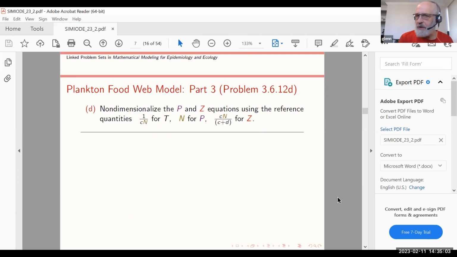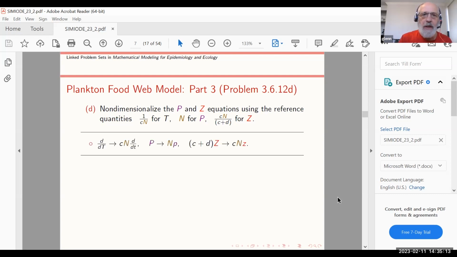Next part of the problem, still problem 3.6.12, is to non-dimensionalize these equations using reference quantities that I've given. And so the best way to think about non-dimensionalization is simply doing a substitution. So any place where you see d by d time, replace it with C times N times d by d dimensionless time. Every place where you see C plus D times Z, replace it with CN times z. And if you do that systematically to the P equation, you get the second equation that's listed here.